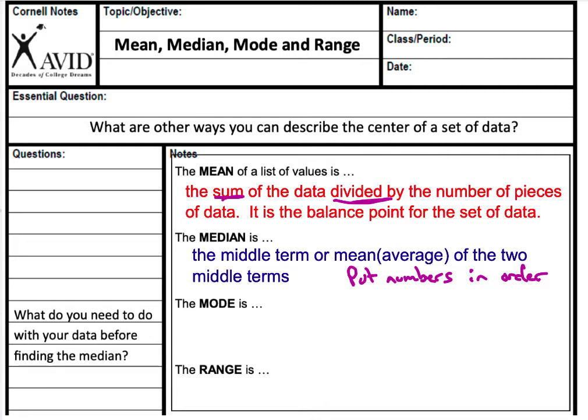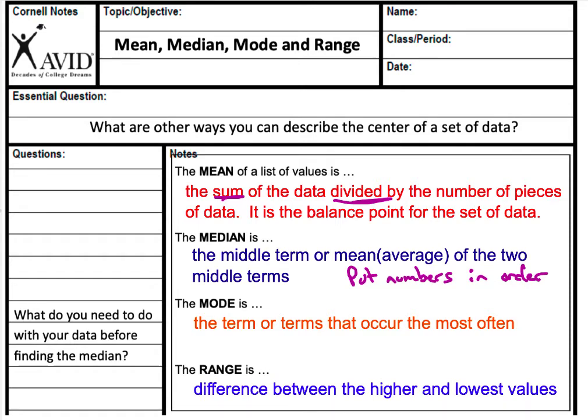The last 2 are the easiest ones to find. The mode is the most. It's the term or terms that occur the most often. When we put them all in order, we look to see which numbers occurred a whole bunch. Whichever one occurred the most in that whole list, that's going to be our mode. And then the last one is the range. That's the difference between the highest and the lowest. Once we put them in order, we take the high minus the low. That gives us our range. All right, once you have that down, let's go ahead and put it into use. Hopefully this comes back to you quickly, and this is a nice quick review for you.